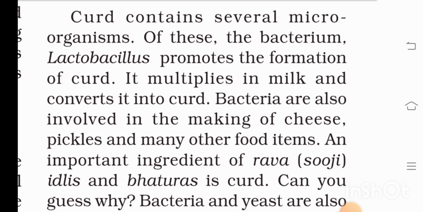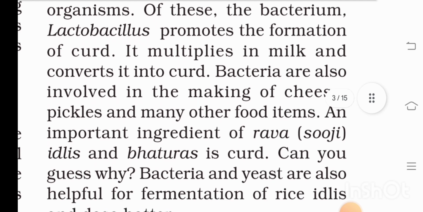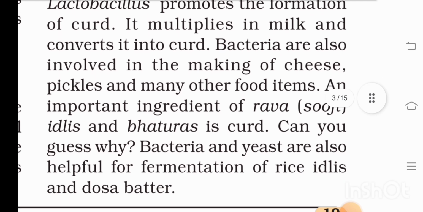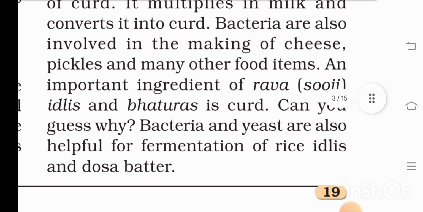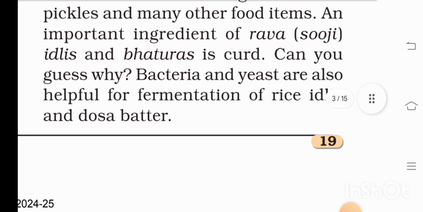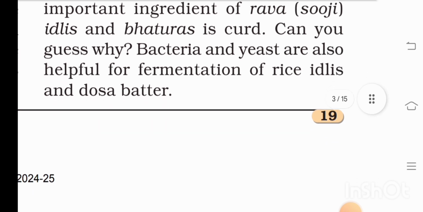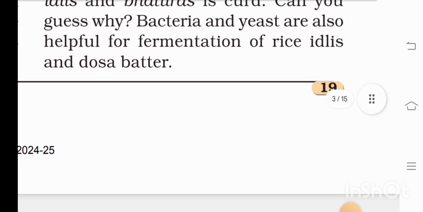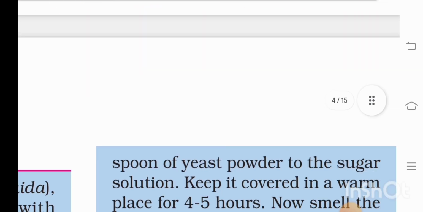Curd contains several microorganisms. Of these, the bacterium Lactobacillus promotes the formation of curd. It multiplies in milk and converts it into curd. Bacteria are also involved in the making of cheese, pickles, and many other food items. An important ingredient of rava, suji, idli, and bhatura is curd. Can you guess why bacteria and yeast are also helpful for fermentation of rice, idli, and dosa batter?